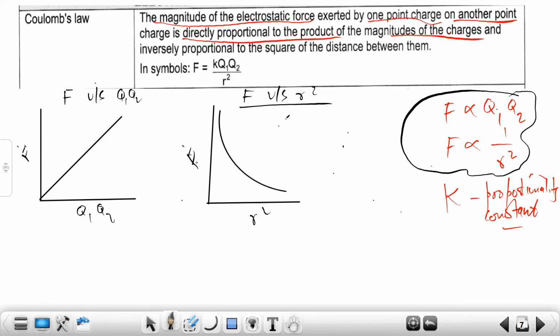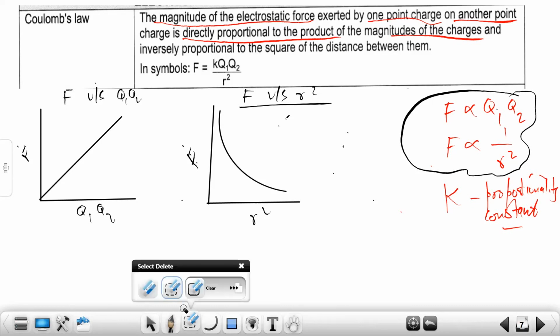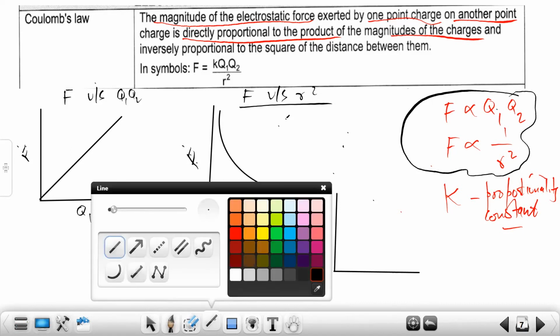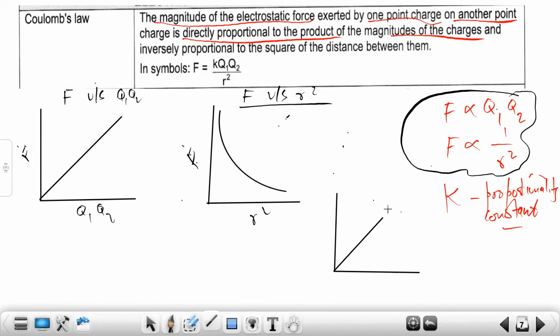Then can I be in a position of taking the inverse? If I do take the inverse, then it's important for me to highlight that I am still going to have the same axis, and I'm still going to get my straight line. But now, what is the name of this particular graph? It is going to be a graph of f versus now 1 over r squared. So if I have 1 over r squared and then I have f, I will get now a straight line. So this is because of taking the inverse thereof.